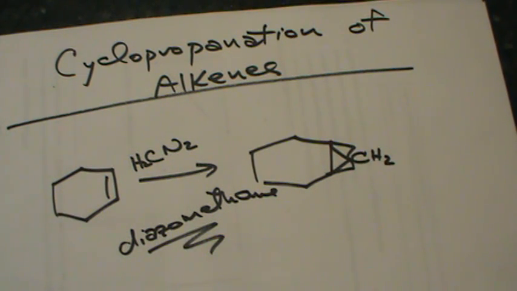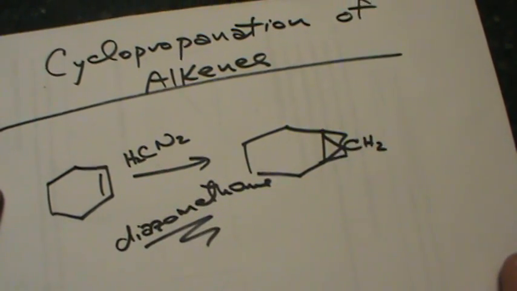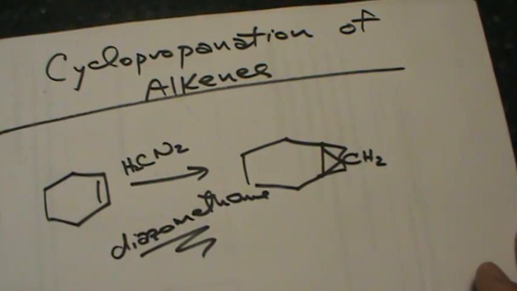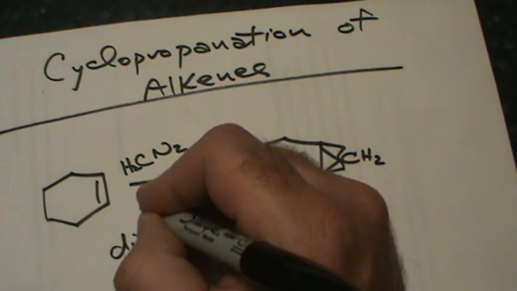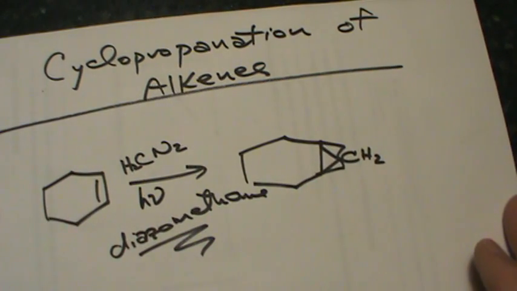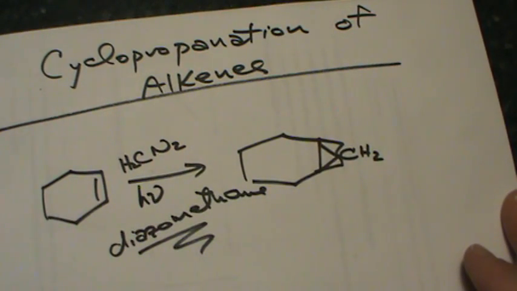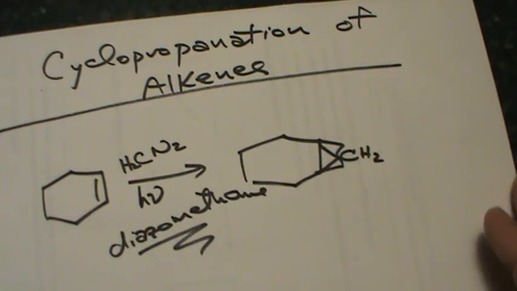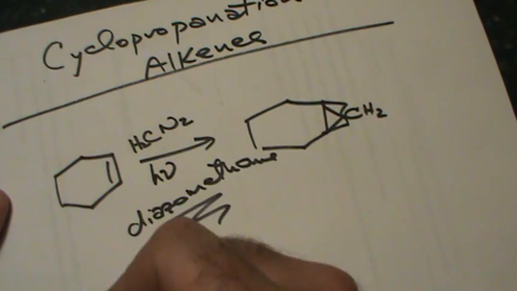Let's go ahead and look more carefully at the structure of diazomethane and consider what might be happening under these reaction conditions. And I should tell you that the reaction conditions generally require some light. So we're going to treat diazomethane with light in order to produce a reagent called a carbene, which will cyclopropanate the alkene.